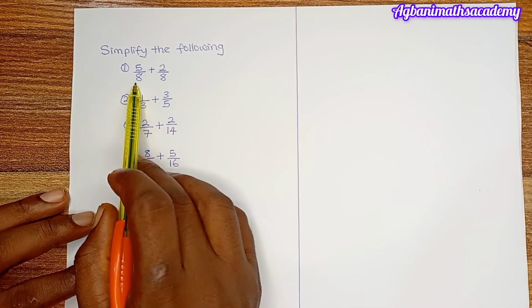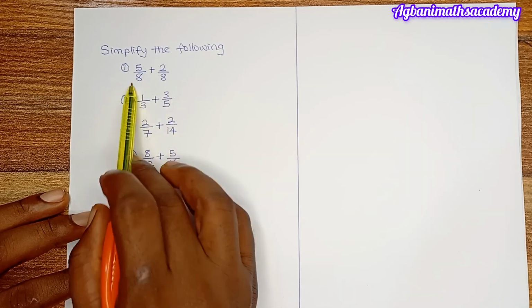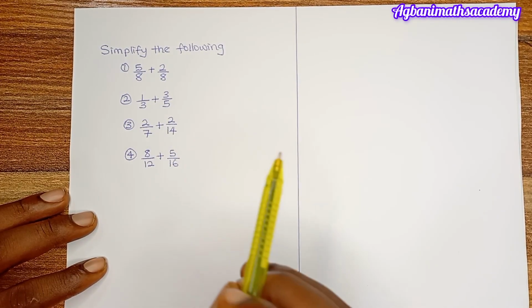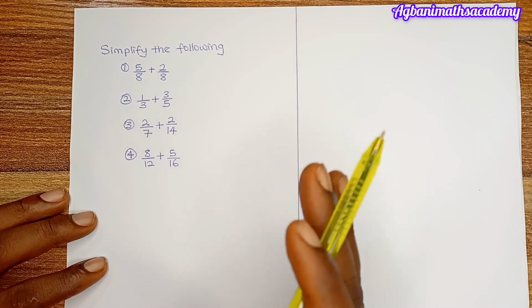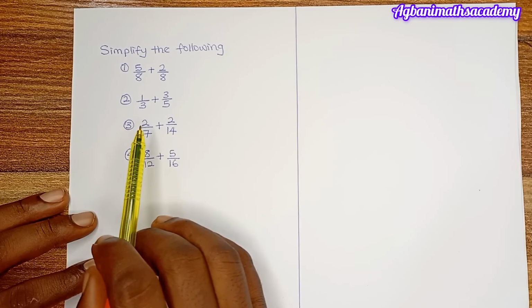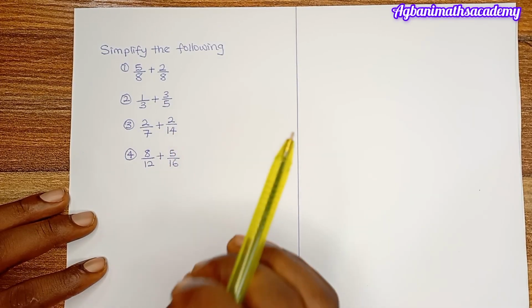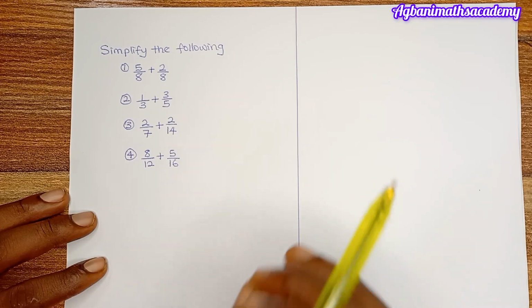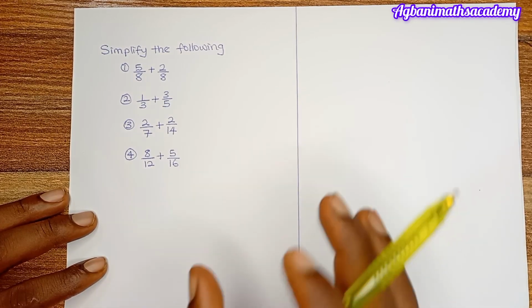So let's look at the first question. In the first question, you can observe that the two denominators are the same. So the way you're going to solve that fraction is going to be different from the rest. Over here, we see that the two denominators are different. But apart from the fact that the two denominators are different, these two denominators are less than 10. We should also take note of that.